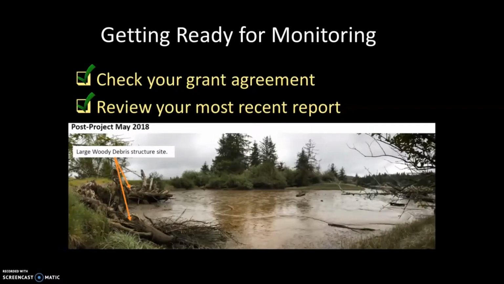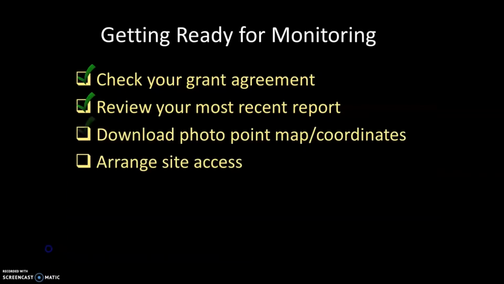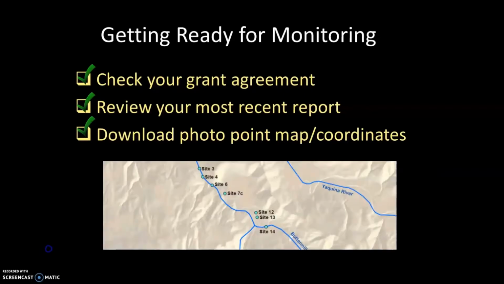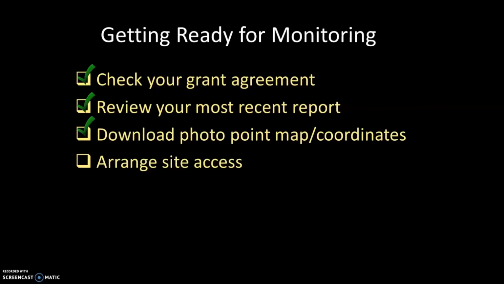You should also take a look at your most recent photos for the project, paying attention to any key witness locations that might help you locate the photo points. Witness locations are unmovable objects in the monitoring area that serve as reference points for your monitoring, such as these large woody debris structures shown here. Download your photo point map and your coordinates so you can locate your photo points in the field.